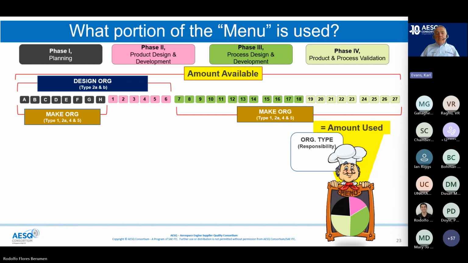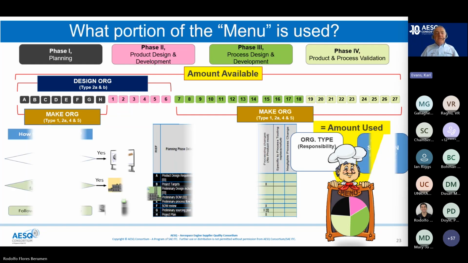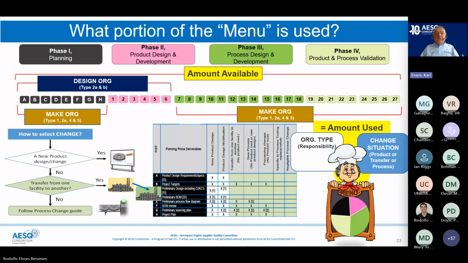If you could move on one more, please. The other thing to think about then is, well, okay, but how do we work out, of all these elements that an organization is accountable for, which ones should be applied?